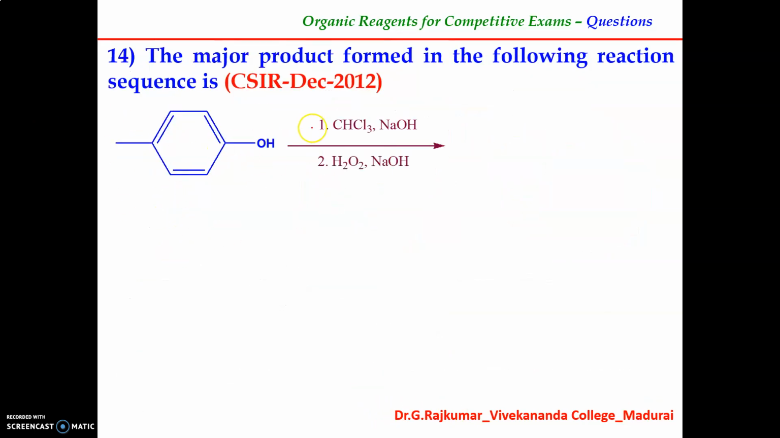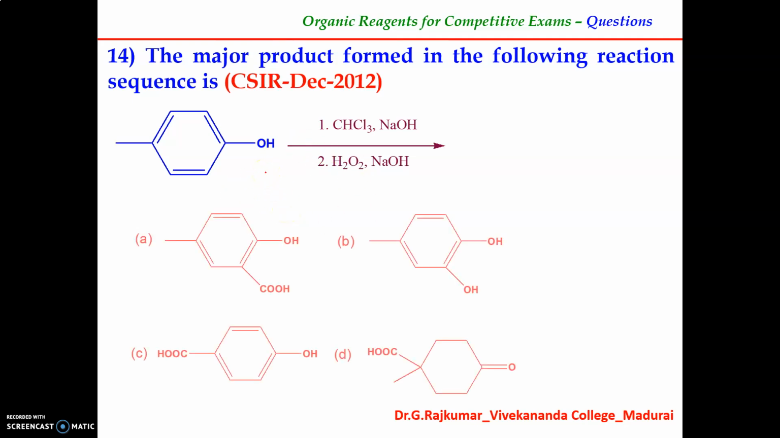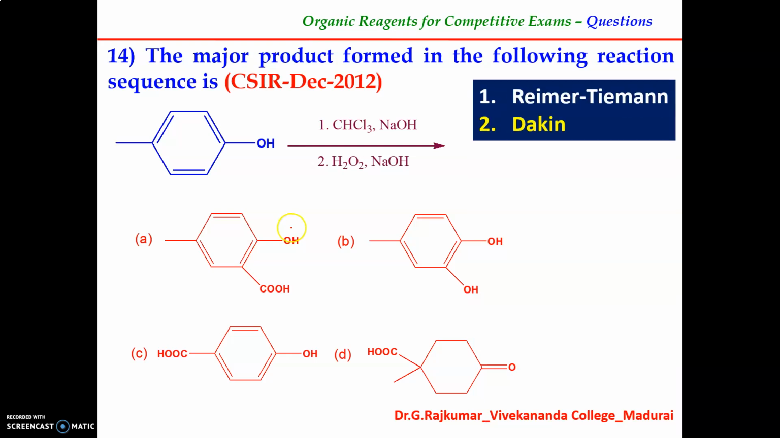And so this is a question asked in CSIR December 2012. The major product. So this is similar to previous questions. Previously we have discussed this. So they have given four options. First step is the Reimer-Tiemann reaction. What happens? So formylation at the ortho position of this hydroxyl group, this phenolic OH. Here or here there is a formylation. Okay. So CHO here or here. The second step is the Dakin reaction. So the CHO group can be converted into a hydroxyl group, and hence the answer is option B.